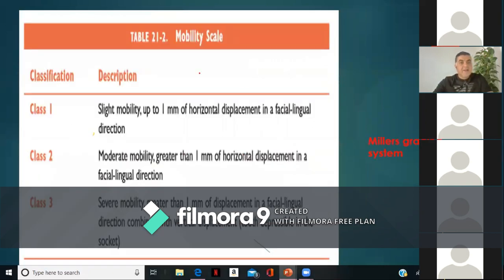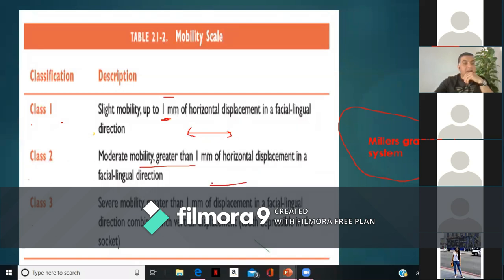Now, mobility scale. Here in the UK, we use Miller's grading system, which is class 1, class 2, class 3. It is about 1 millimetre. Anything up to 1 millimetre in a horizontal direction is class 1. Anything more than 1 millimetre in a horizontal direction is grade 2. Anything more than 1 millimetre in horizontal direction and in vertical direction is class 3. And this one is almost a hopeless tooth.